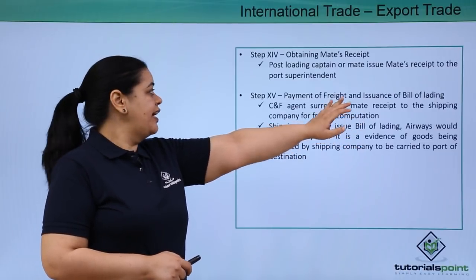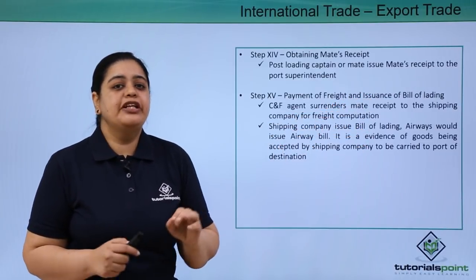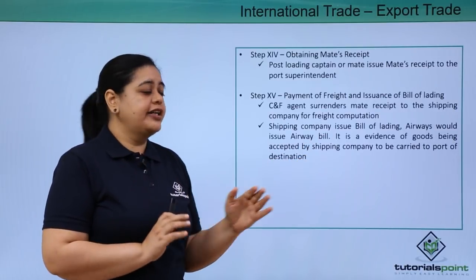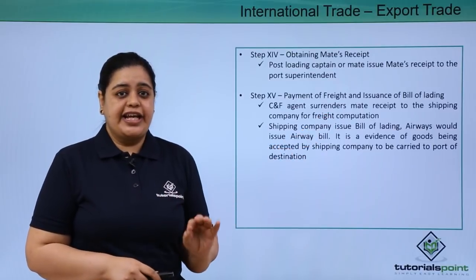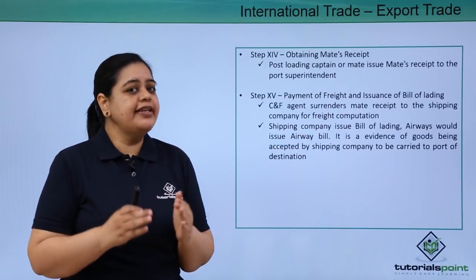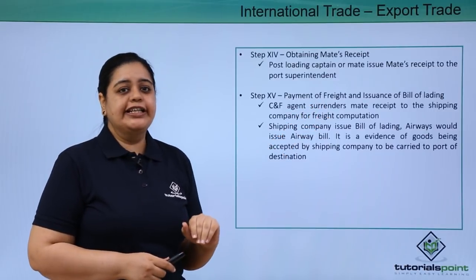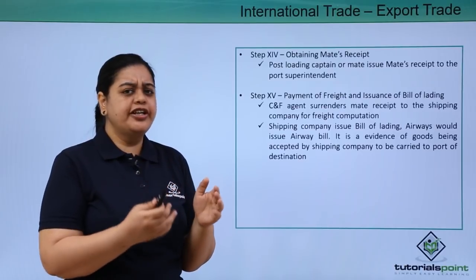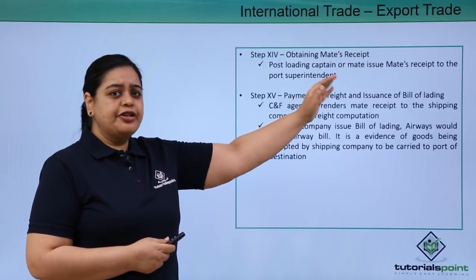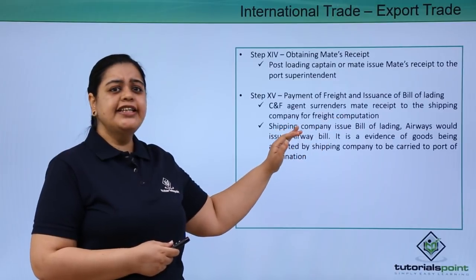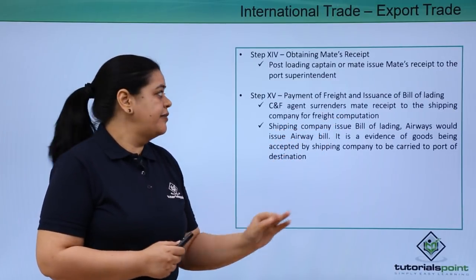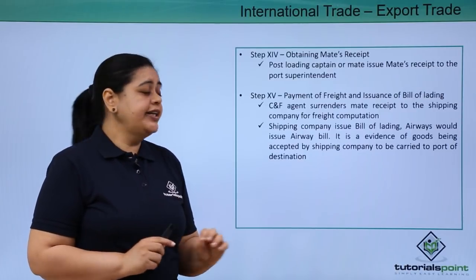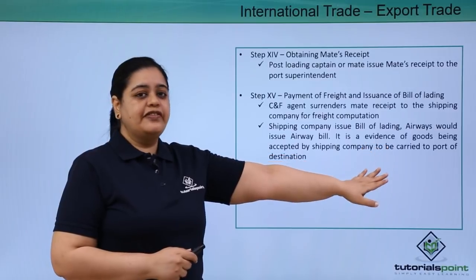Once that is done, you will have to pay the freight and get a bill of lading. Now let's understand what that is. Remember, everything here would be done by the clearing and forwarding agent, who would be appointed by the exporter. What will this clearing and forwarding agent do? He will surrender the mate receipt, which he got from the ship captain, to the shipping company for freight computation. Once the shipping company computes the freight, they will issue a bill of lading.